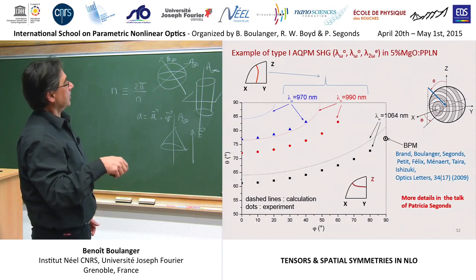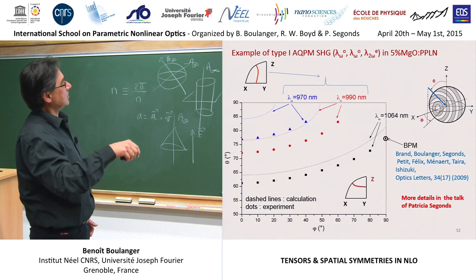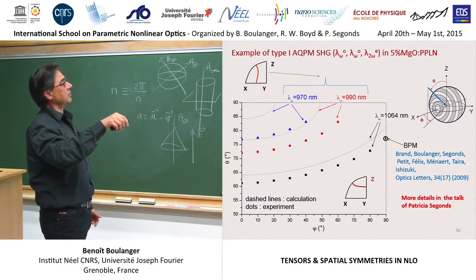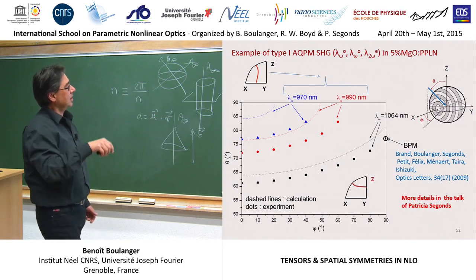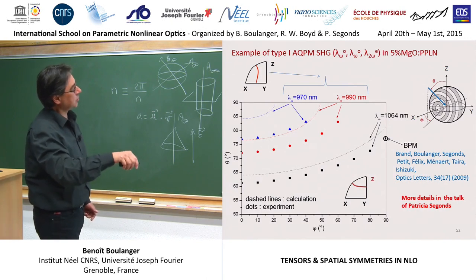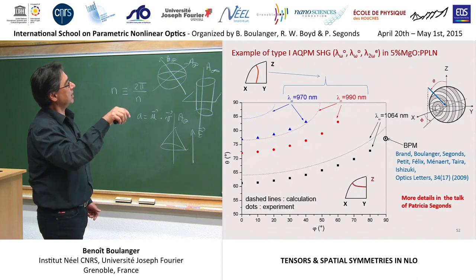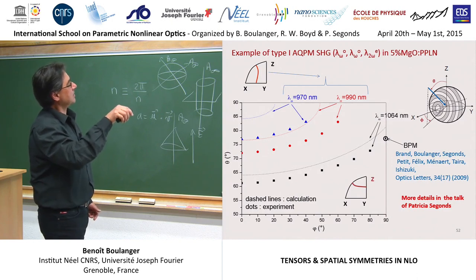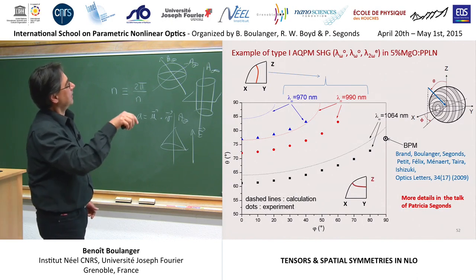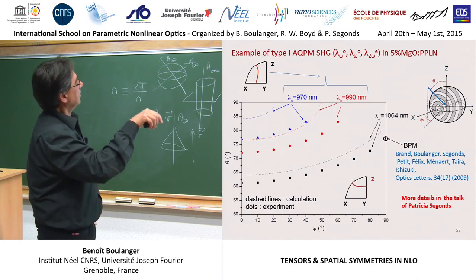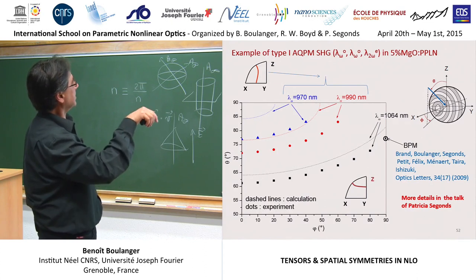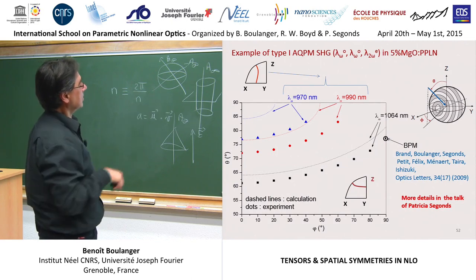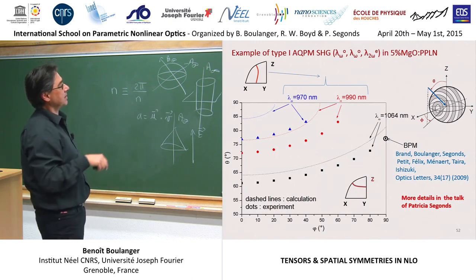So if we take this, for example, it is a phase matching curve corresponding to second harmonic generation, the fundamental wavelength being 970 nanometers. And it is theta plotted as a function of phi. So it is a cone like this. It joins the xz plane here and the xy plane, or the reverse. So here it is at phi equals zero, in the xz plane, and here it is in the xy plane. It corresponds to this direction.